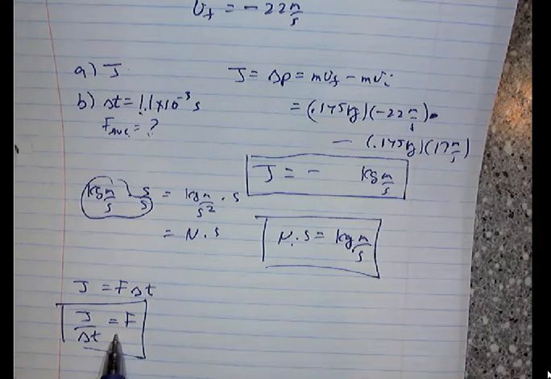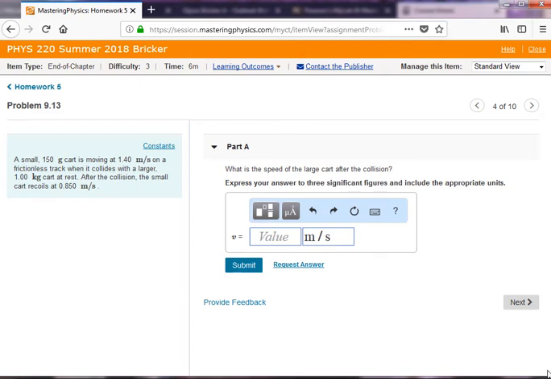Okay, excellent. Okay, so 9.13, a small 150 gram cart is moving at 1.4 meters per second on a frictionless track when it collides with a larger 1 kilogram cart at rest. After the collision, the small cart recoils at 0.85 meters per second. So it goes the other direction, keep that in mind. What is the speed of the large cart after the collision? So this is the other sort of problem that you might see in this chapter.